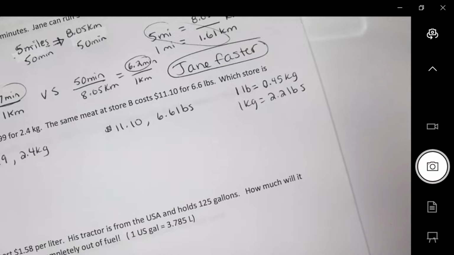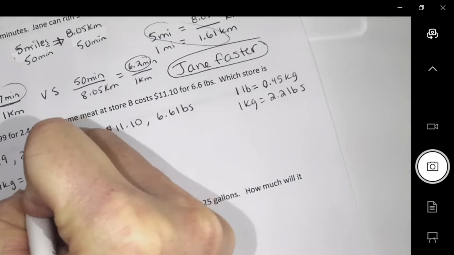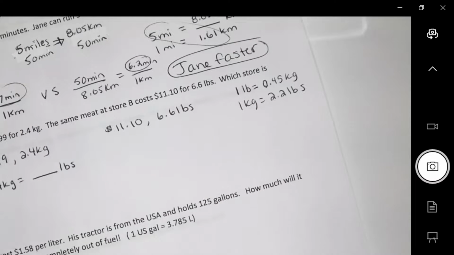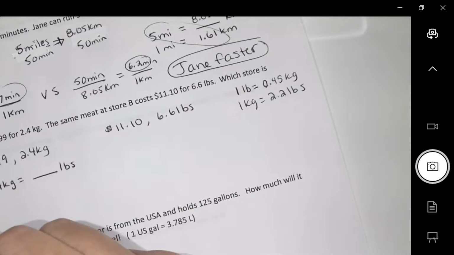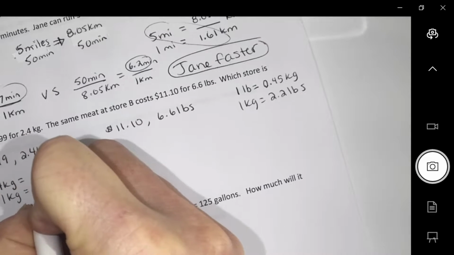What do we want to do here? Let's just make a decision. Are we going to go everything to kilograms or everything to pounds? Pounds. Okay, we voted. Pounds. Okay, so 2.4 kg is how many pounds? It doesn't matter what you want to use there. They both will work. I'll just go 1 kg equals 2.2 pounds.